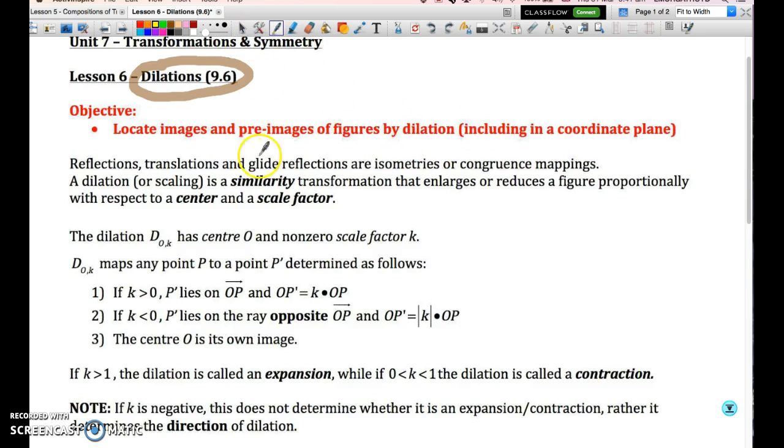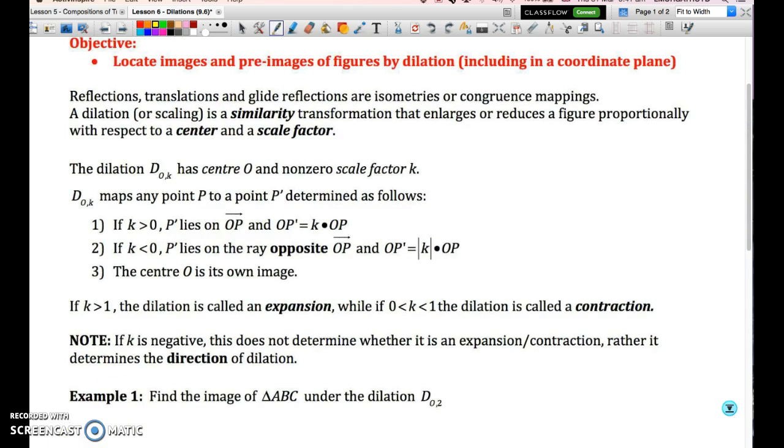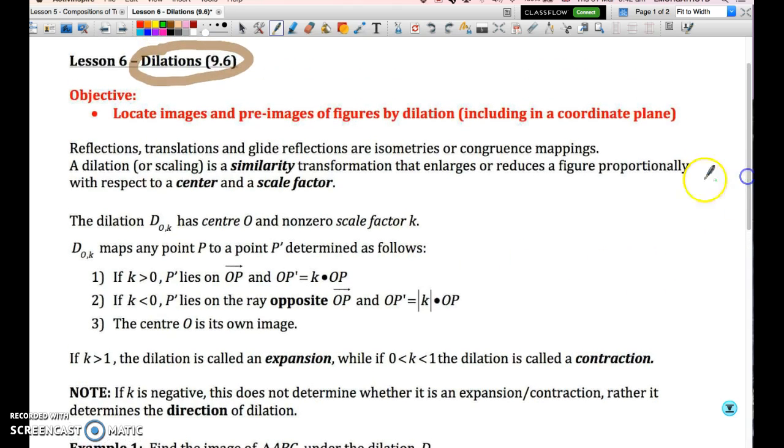mappings. And what we're dealing with today is a dilation which involves either expanding or contracting a shape. And so what we have in this particular case is something called a similarity mapping as opposed to a congruence mapping. So if we were to transform a triangle using a dilation, the image of that triangle under the dilation would be a similar triangle. So the angles are unchanged, the corresponding angles are congruent and the corresponding sides would be proportional.